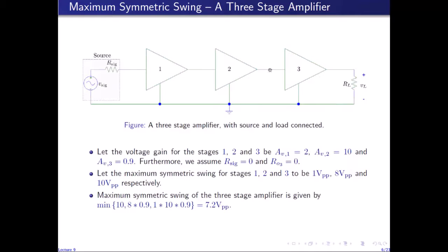The maximum symmetric swing of the second stage times the gain of the third stage is 8 times 0.9. So this is the second quantity. And then the maximum symmetric swing of the first stage, which is 1 volt peak to peak, times the gain of the second stage, which is 10 units, times the gain of the third stage, which is 0.9 units, gives me the third quantity. So I have 10, 7.2, and 9 volts peak to peak, and the minimum of these three is 7.2 volts peak to peak. So the maximum symmetric swing of the overall multi-stage amplifier is 7.2 volts peak to peak.